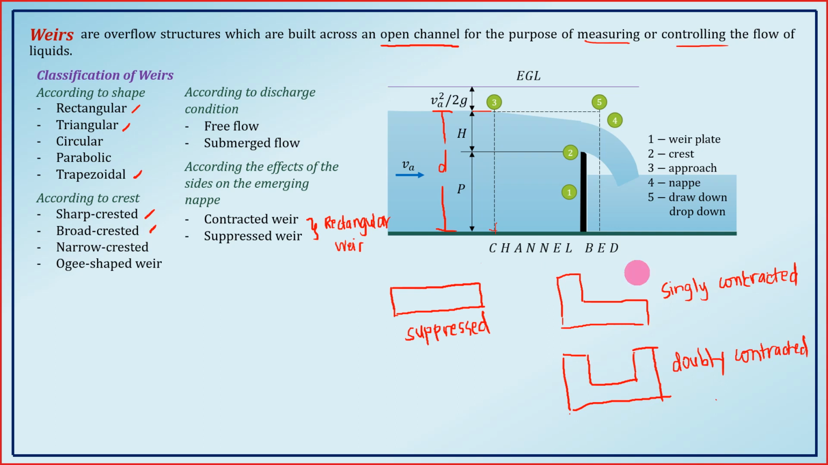Well, mamaya pakita natin sa mga props iba't ibang variation niya. Or hindi, sige, dito na lang pala. So, doubly kapag binanggit na end contractions. Sulat ko na, no? So, a rectangular weir with end contractions.